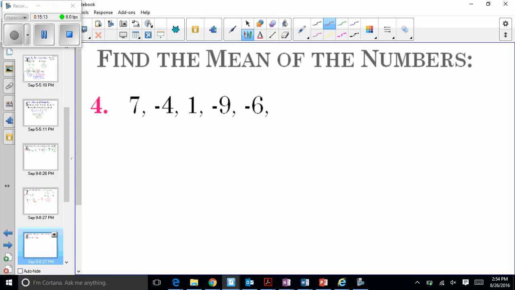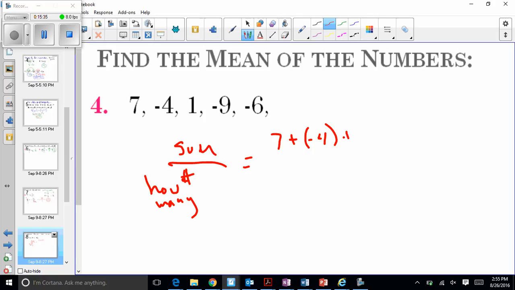Here we're going to find the mean of our numbers. We want to find the sum and divide by the total number of numbers. That's an interesting way of putting it. But I'm really just adding these all together: 7 plus negative 4 plus 1 plus a negative 9 plus a negative 6. There's all kinds of different ways that you can take shortcuts. I've got 1, 2, 3, 4, 5 different numbers, so that means I'm going to divide by 5.